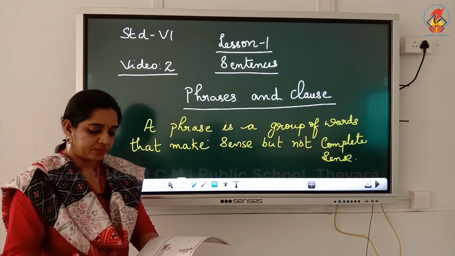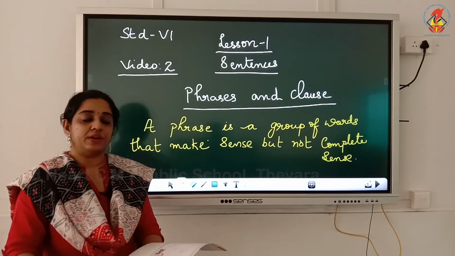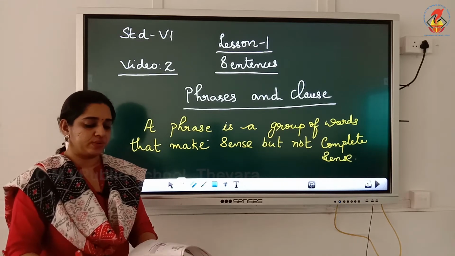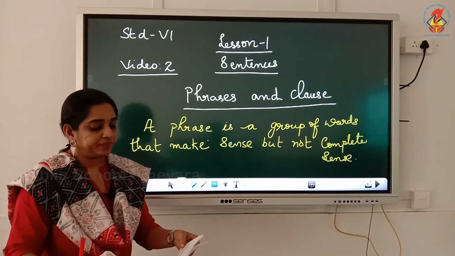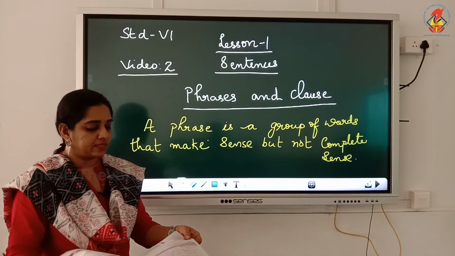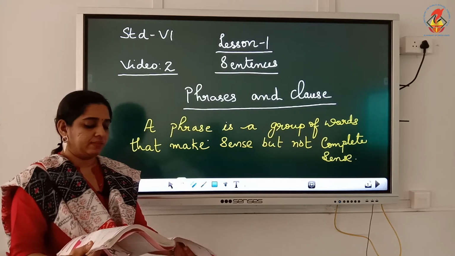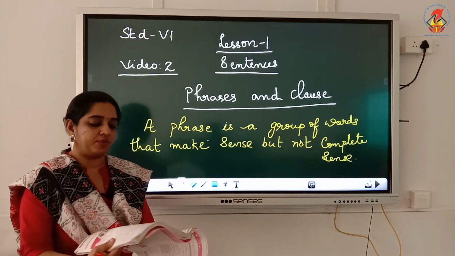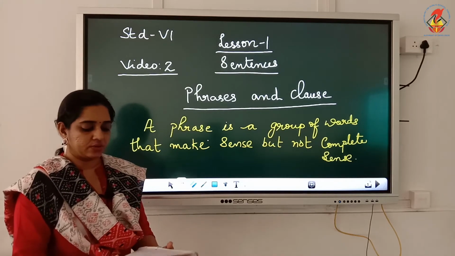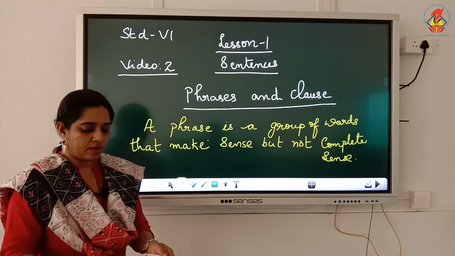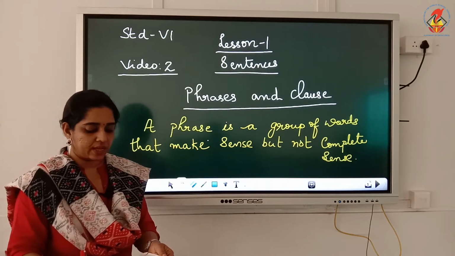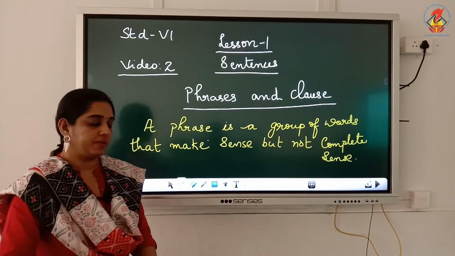Then interrogative sentences can be divided into yes or no questions and WH questions, that also we studied. Then we studied subject and predicate are the 2 parts of a sentence, and how to find out the subject and predicate, that also we studied. Now our next topic, phrases and clause, page number 9.